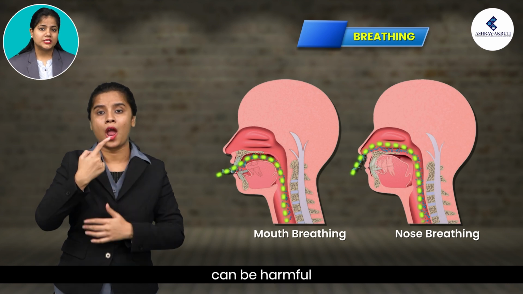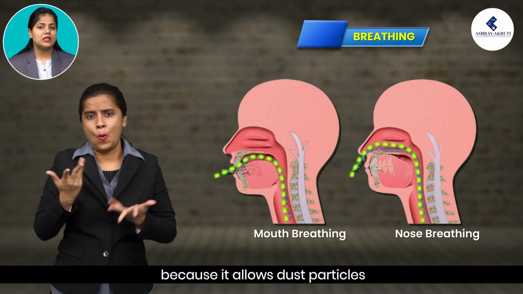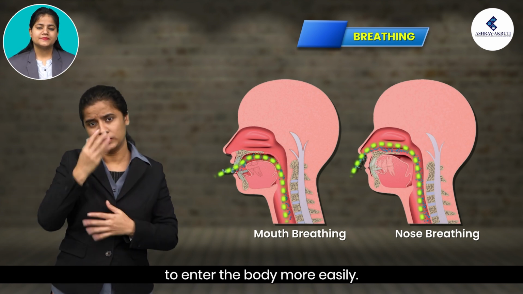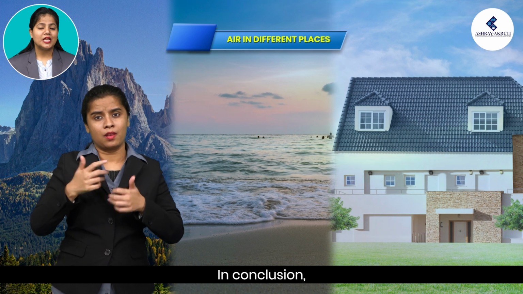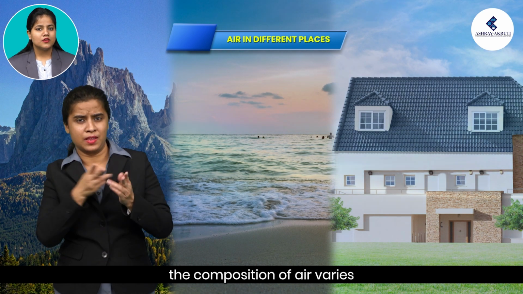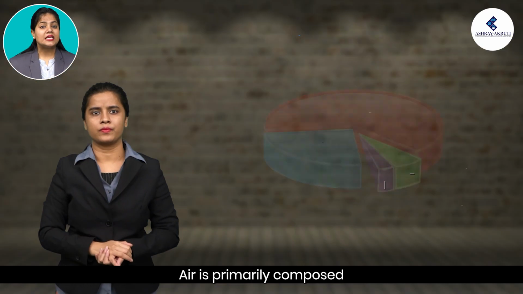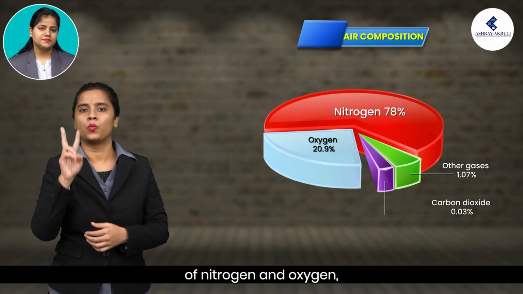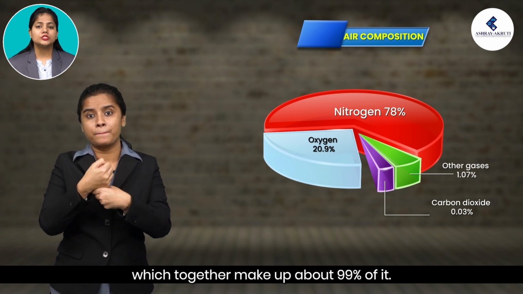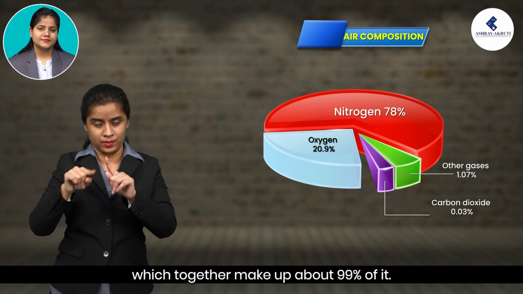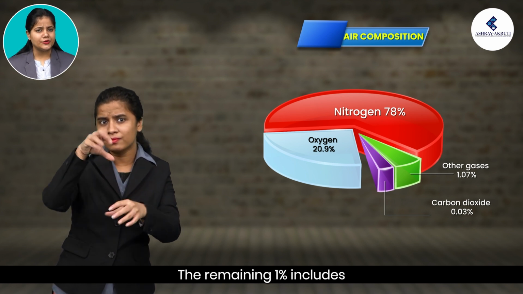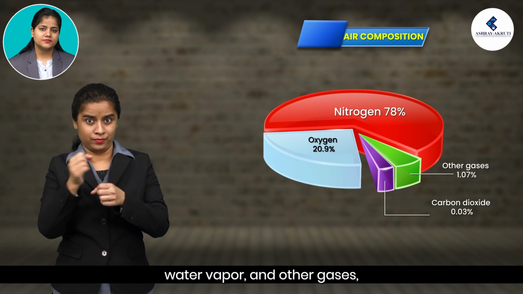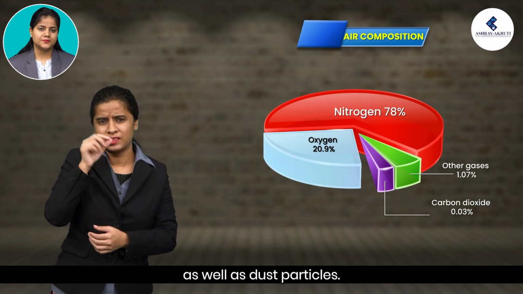Breathing through the mouth can be harmful because it allows dust particles to enter the body more easily. In conclusion, the composition of air varies from place to place. Air is primarily composed of nitrogen and oxygen, which together make up about 99% of it. The remaining 1% includes carbon dioxide, water vapor, and other gases, as well as dust particles.